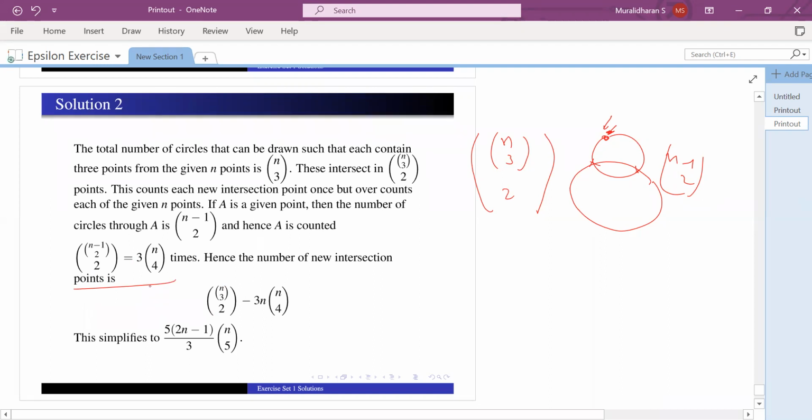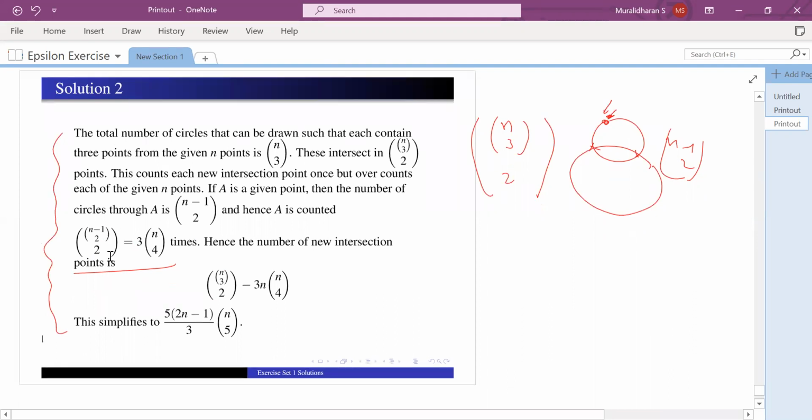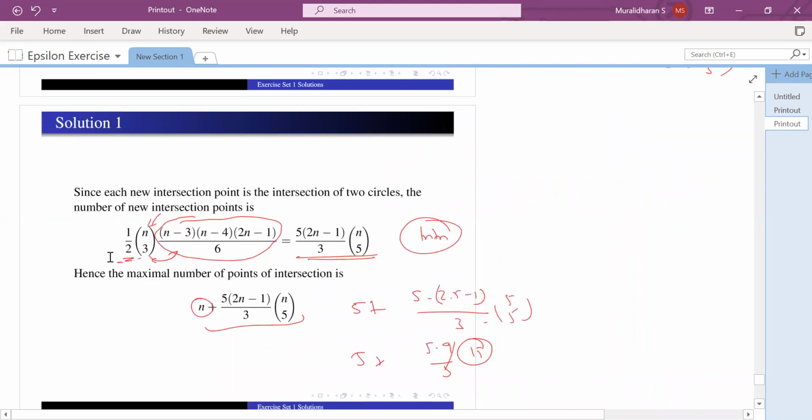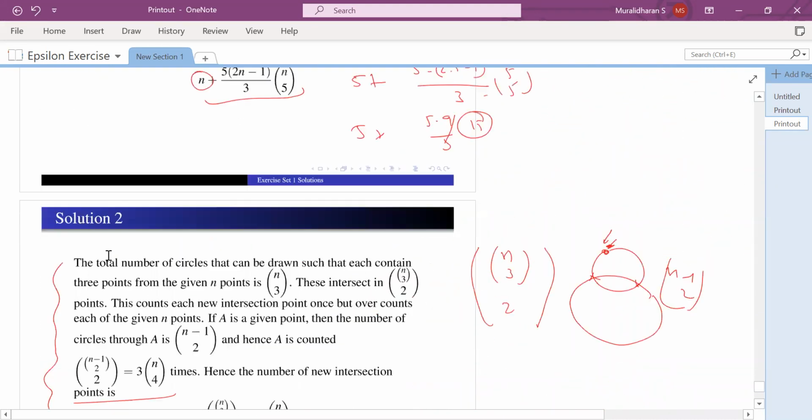Okay, this is the other way of doing that. It's a slightly more sophisticated argument, but this is quicker. But the other method also works in any case. Okay, right. So what are the other problems?